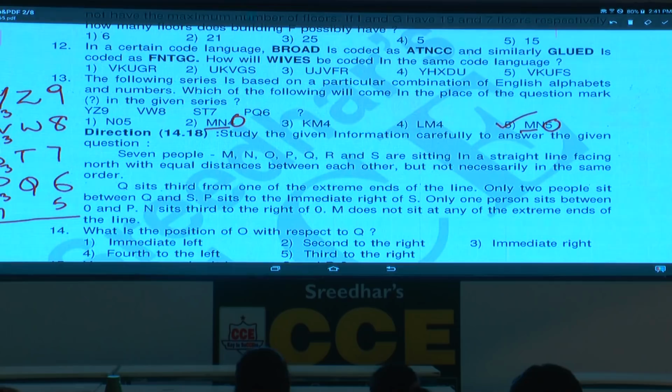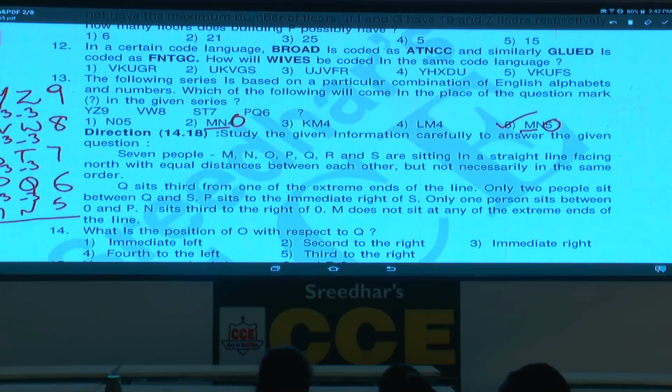Done with this? Now what is the relation between the remaining Z and W? 26 and 23, minus 3. W minus 3 is T. T minus 3 is Q. Q minus 3 is N. Hence M and 5, it is choice 5. First letter is minus 3, second letter is minus 3, and for the last one, 1 digit is subtracted, minus 1, and so on. And it is given in choice 5. Then question numbers 14 to 18.